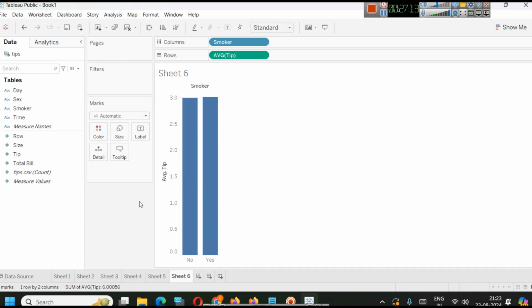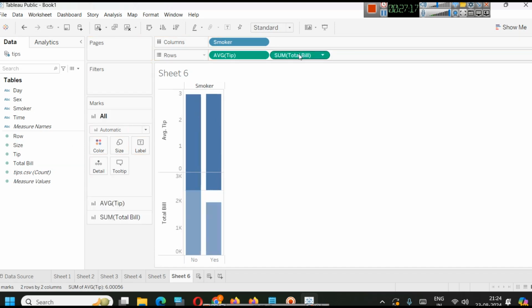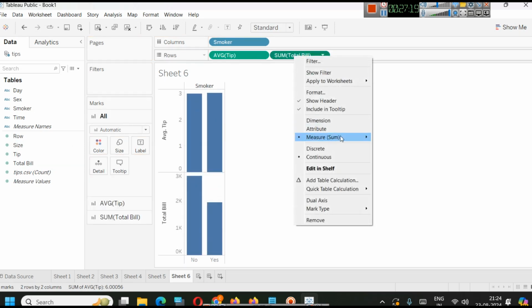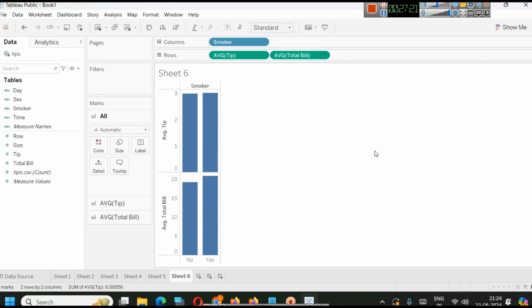And we can do the same thing for total bill, right? So we can drag average total bill here. In case of average total bill, we do see a difference, 20 and 19.1. Okay. Now here is something I want to include here.